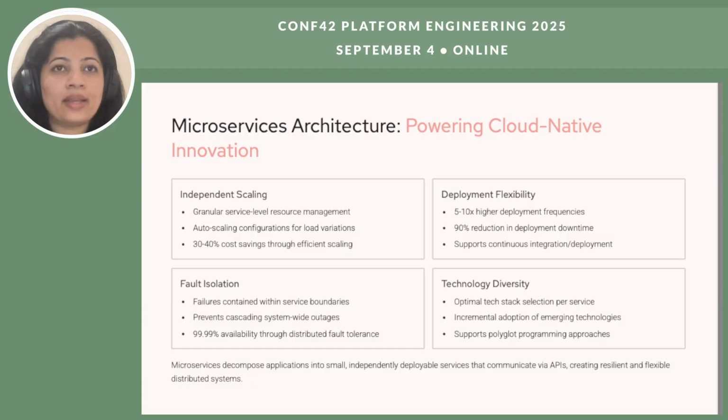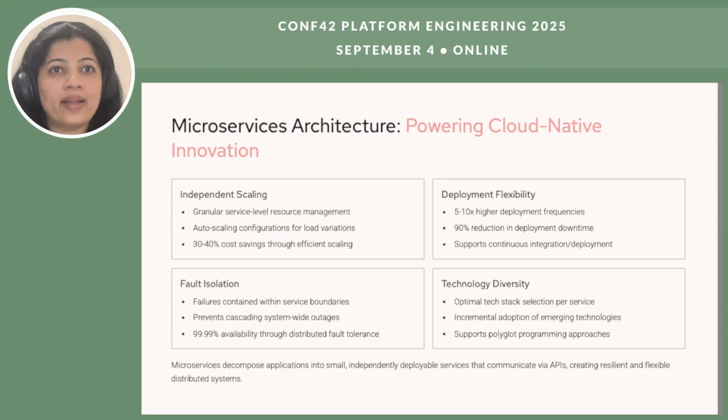So independent scaling means that each service scales on its own, which means granular resource control, and auto scaling can be configured based on load variations. And studies show 30 to 40% cost savings through efficient scale. And with deployment flexibility, the frequency increases dramatically, like 5 to 10 times higher. Deployment downtime is reduced by as much as 90%.